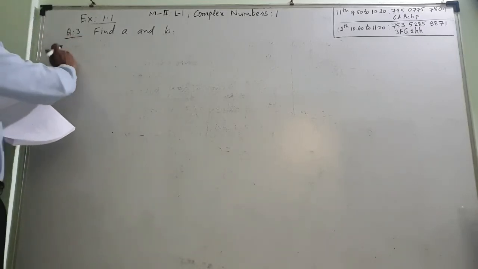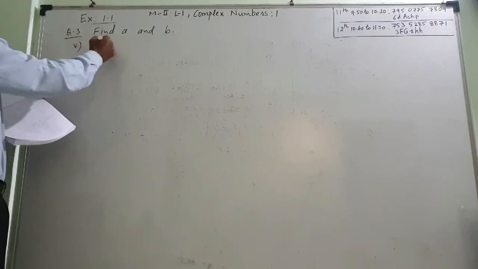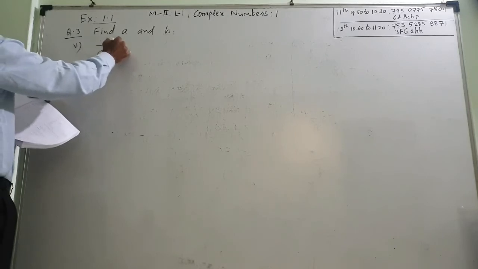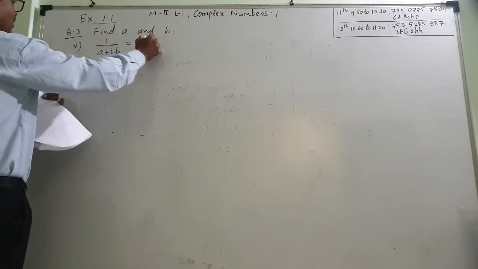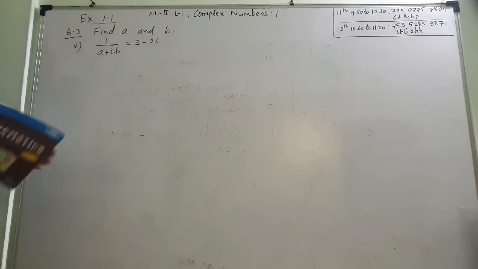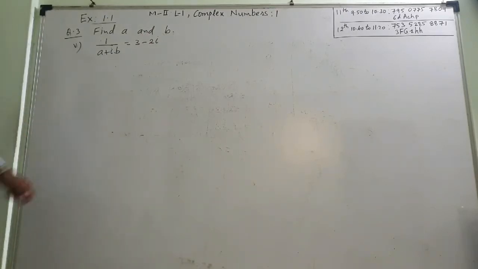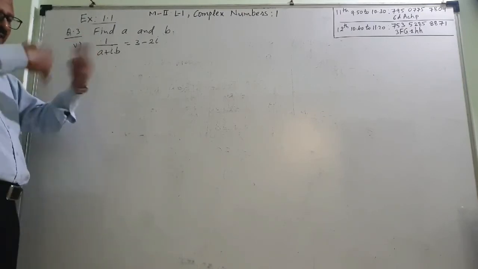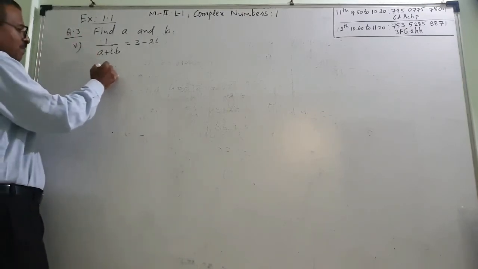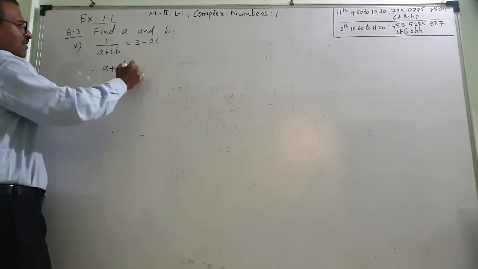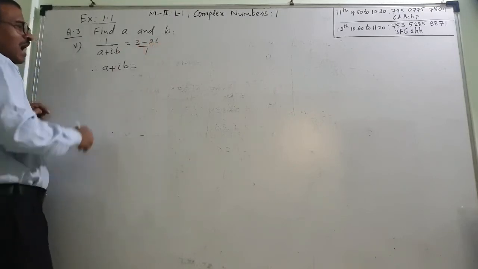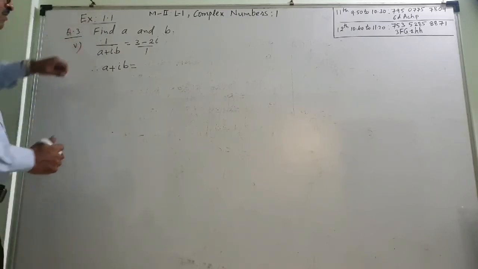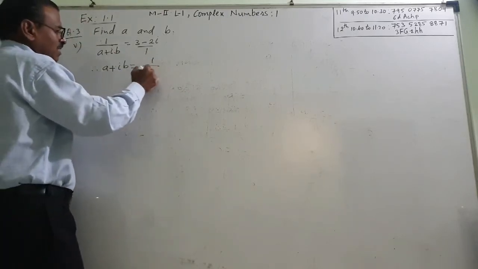Now the fifth one, that also is important. 1 upon a plus ib is equal to 3 minus 2i. I want to find the value of a and b, but this has gone in the denominator. Bring it to the numerator. Therefore a plus ib, here it is upon 1. I am going to take the inverse. So this will be 1 upon 3 minus 2i.